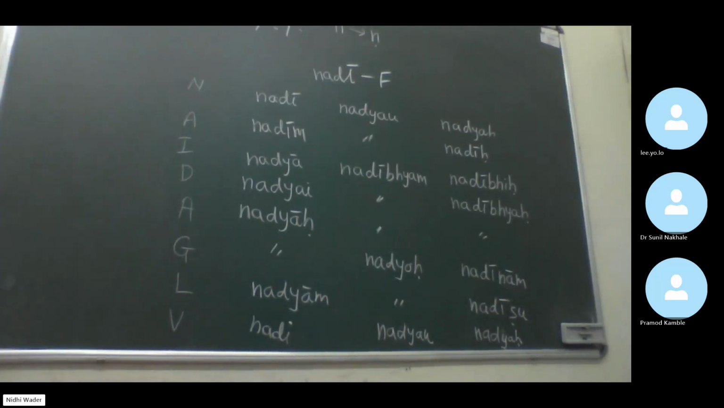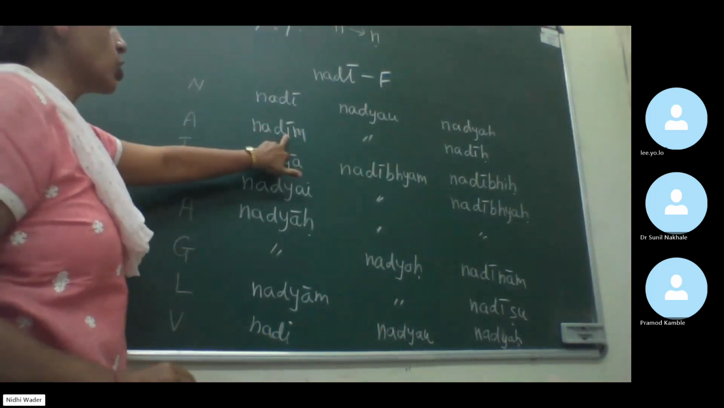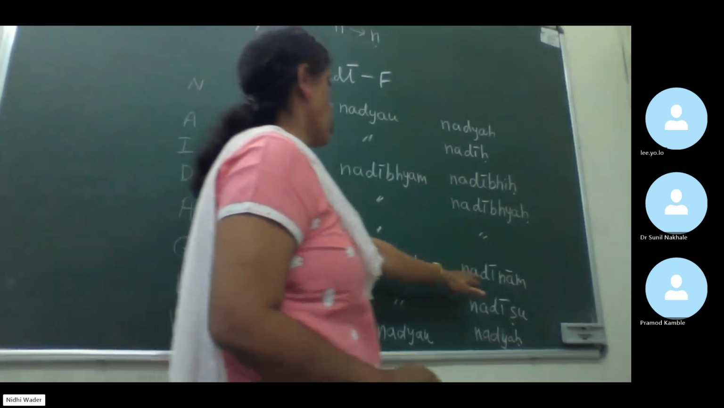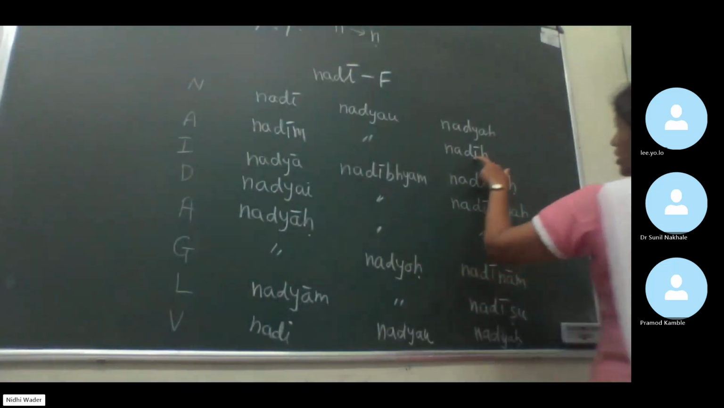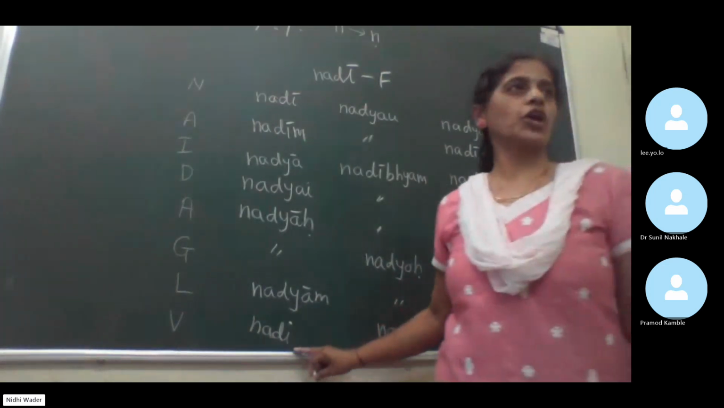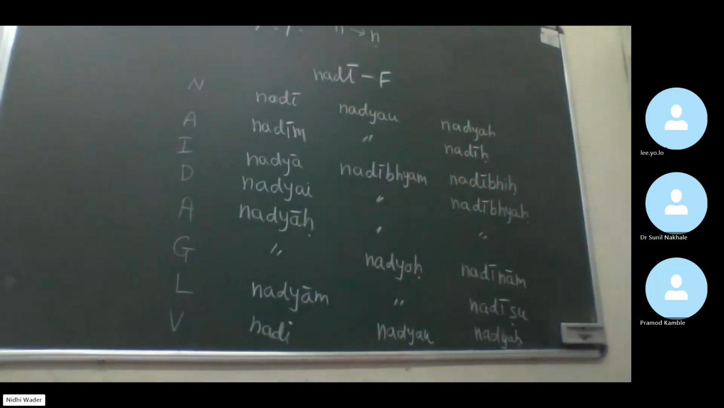Can you see this word which I have written is a long E word. Yes, it's a long E word. And there is long E, long E, long E, long E, everywhere except one place. Which is that place where it is short E? Can you see and tell me where it is short? Nadi. Only in the vocative it is short. Otherwise, everywhere it's long. So how to understand?